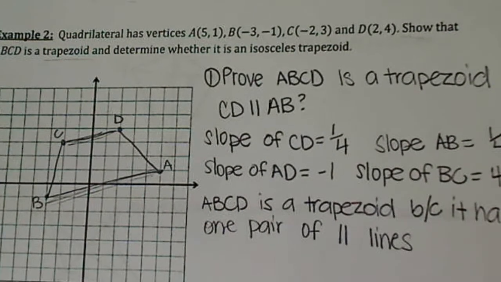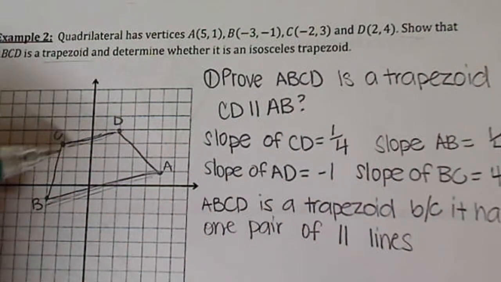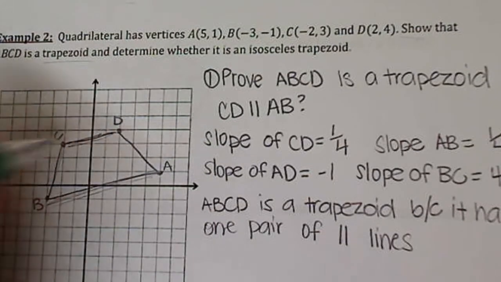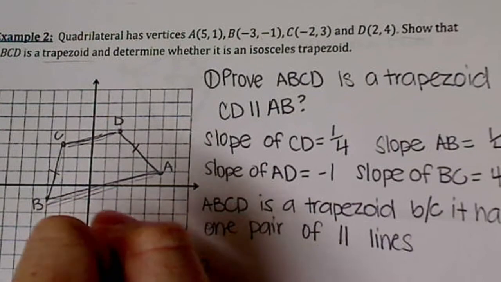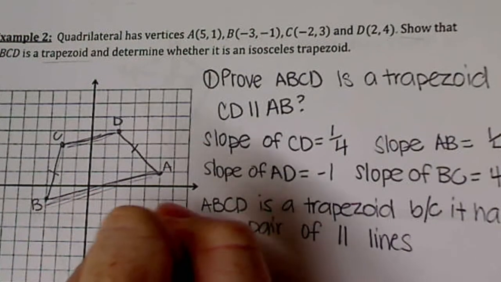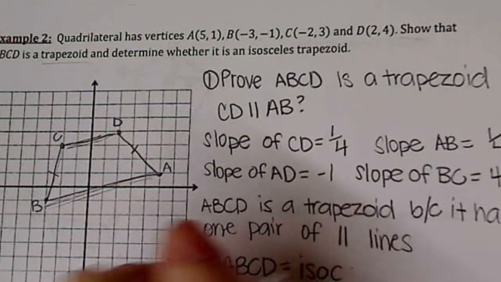Okay, we also want to determine whether or not it's isosceles. So that means we want to see if CB is the same length as AD. So we want to see, are these congruent? So ABCD, is this isosceles?